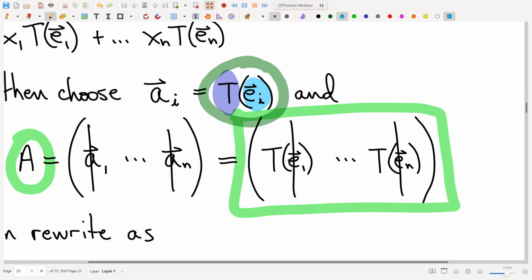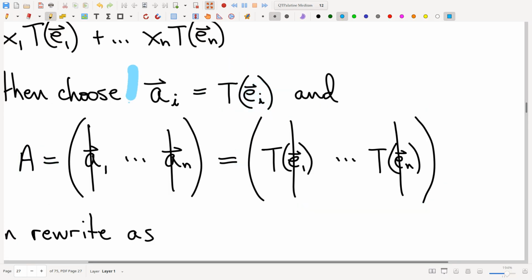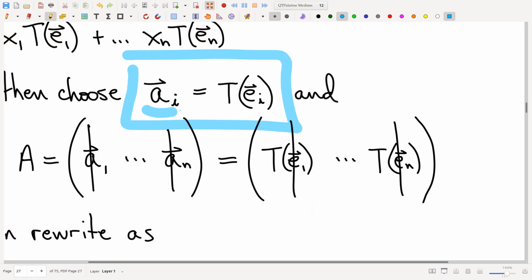And the way I like to enunciate this is to say the columns are the images. Keep in mind the term images. That just means what comes out, right? The columns are the images of the standard basis vectors. This is one of the most important little pithy phrases to make sure that you are extremely comfortable with. And I'm going to show you a quick example, at least the big picture of how to apply this.